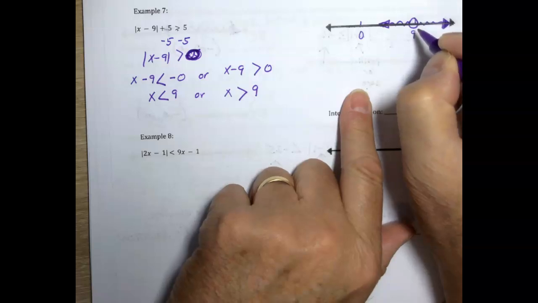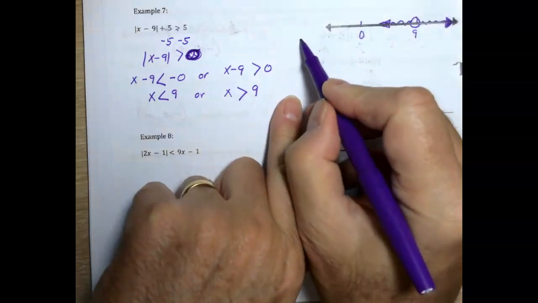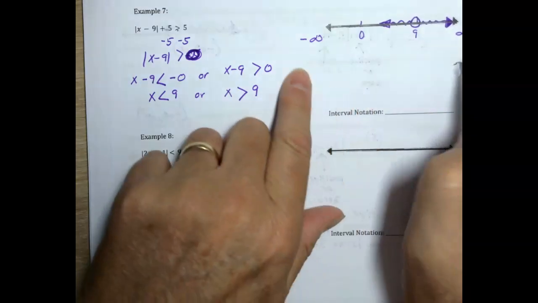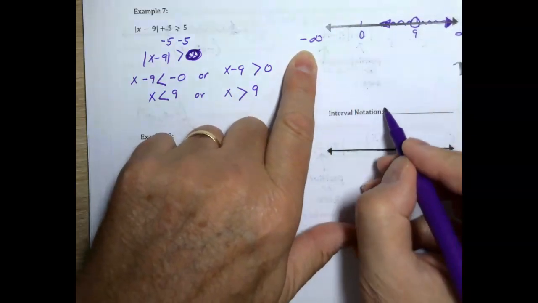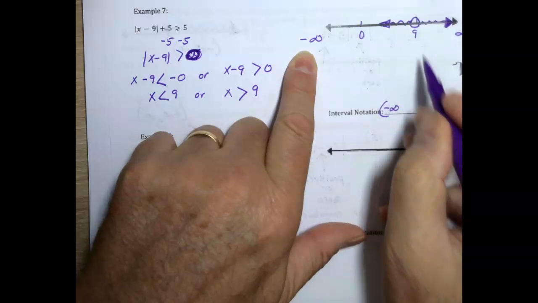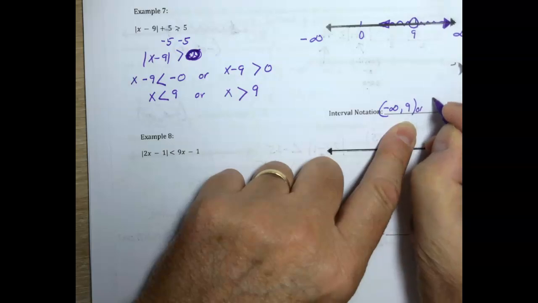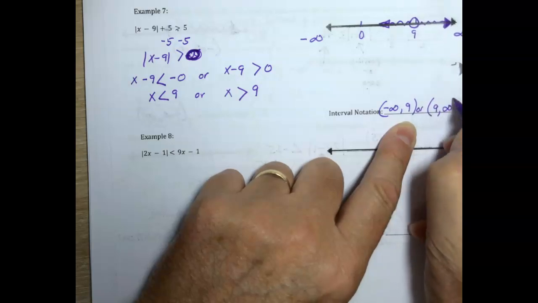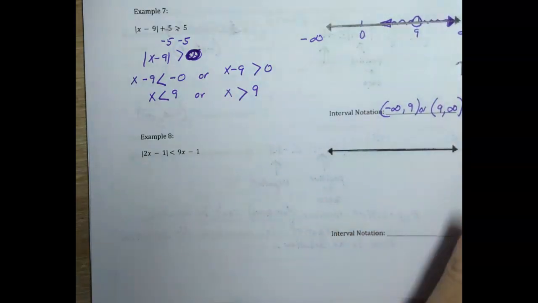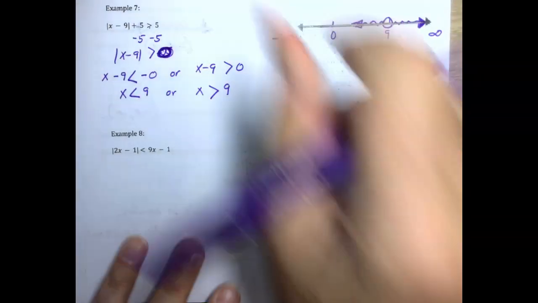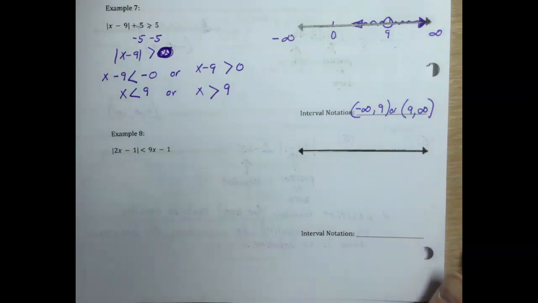Okay? So let's do a little notation for the solution. We look left to right, it's going to be negative infinity to -1, and that or 1 to positive infinity.